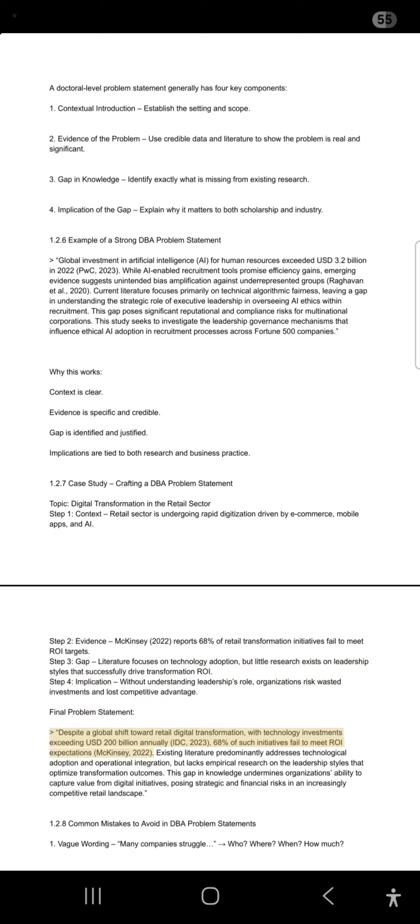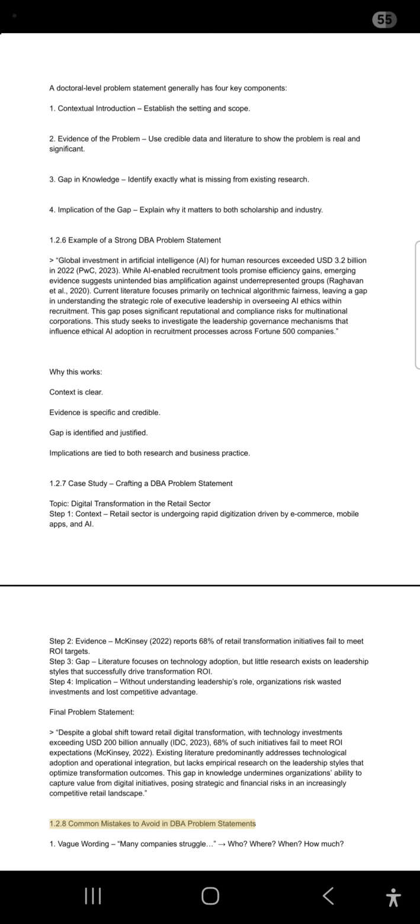Final problem statement: Despite a global shift toward retail digital transformation, with technology investments exceeding $200 billion United States dollars annually (IDC, 2023), 68% of such initiatives fail to meet ROI expectations (McKinsey, 2022). Existing literature predominantly addresses technological adoption and operational integration, but lacks empirical research on the leadership styles that optimize transformation outcomes. This gap in knowledge undermines organizations' ability to capture value from digital initiatives, posing strategic and financial risks in an increasingly competitive retail landscape.